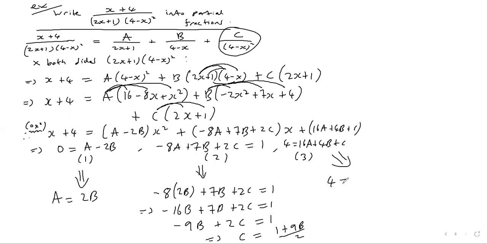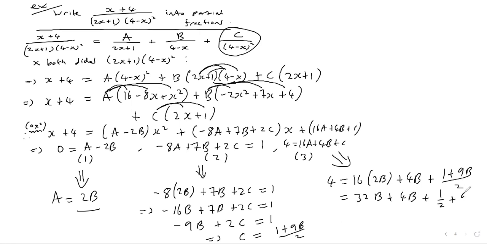So we've got the number 4 is equal to 16a, so 16 times by 2b, because a is 2b, plus 4b, and then plus the c, which is 1 plus 9b over 2. So this is 32b plus 4b plus a half plus 9 over 2b. So in terms of all the b's, we've got 32b plus 4b, 36b, then we got a 4.5b there because 9 divided by 2 is 4.5. So what we've got really is 40.5b, which is the same as 81 over 2.